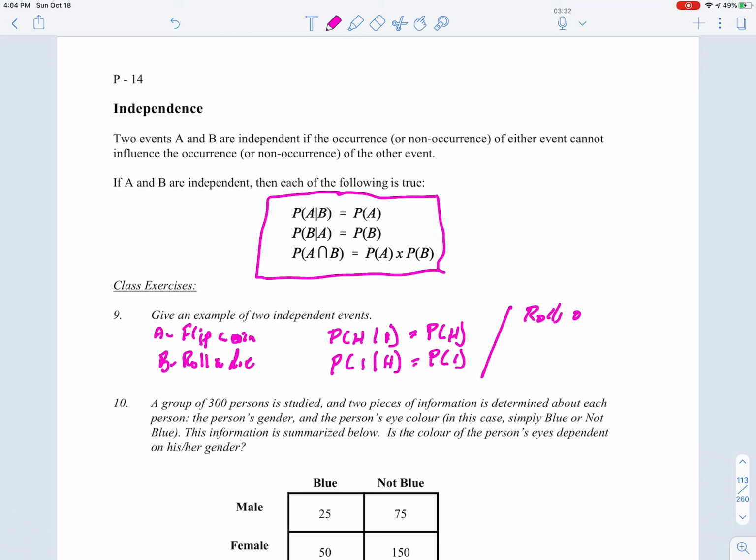So rolls on 2 dice. Let's put it down that way. What I get on one die doesn't affect what I get on the second die, or the second roll of the same die.